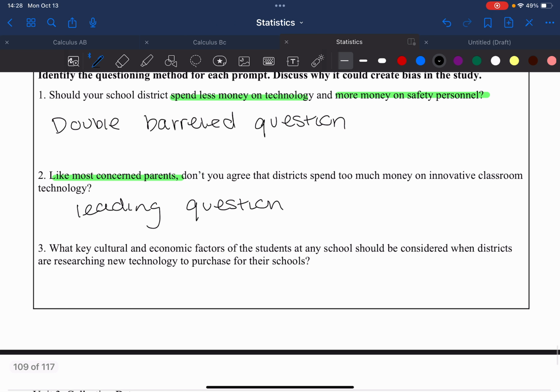And then lastly, it says, which cultural and economic factors of the students at any school should be considered when districts are researching new technology to purchase for their schools? This is a loaded question. It's long, it's complicated, and doesn't let us give a clear yes or no answer or a clear yes, this is a key cultural or an economic factor. It also talks about some controversial things that parents might not want to mention. It could be their economic status or other things along those lines.